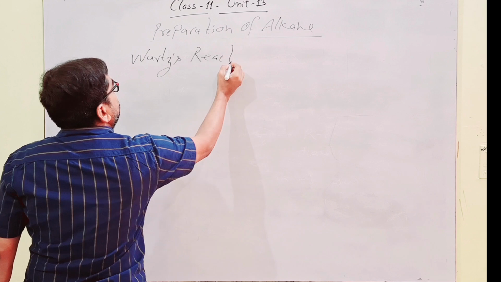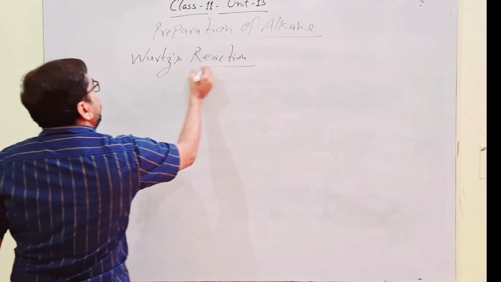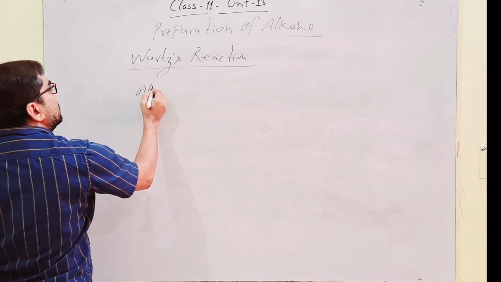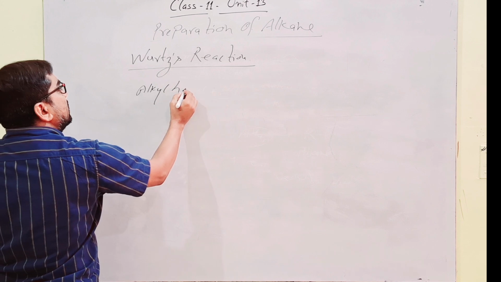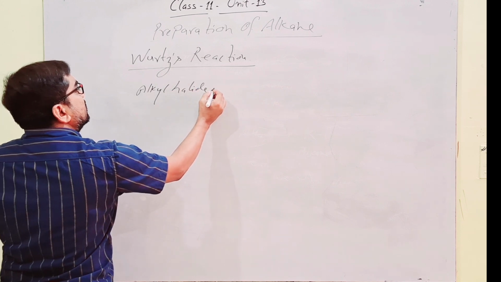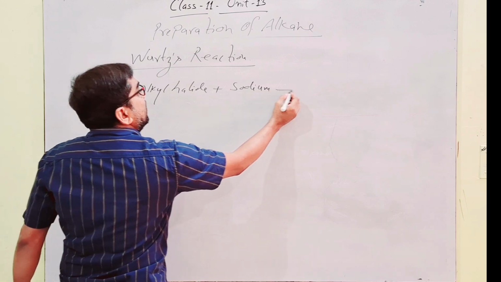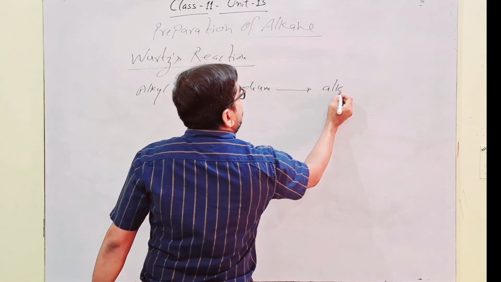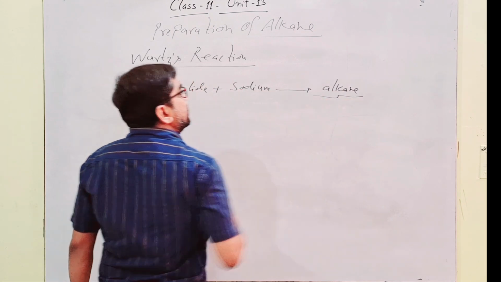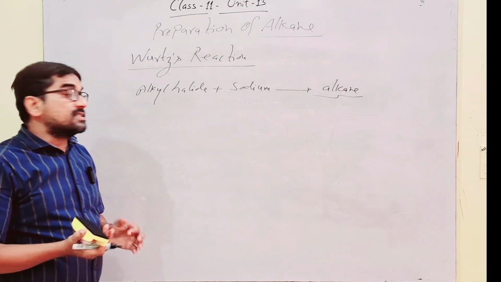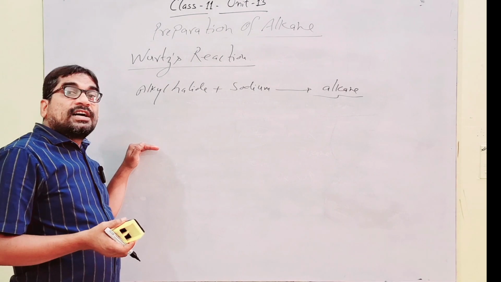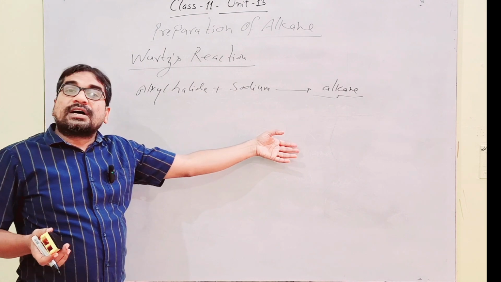Wurtz reaction: when alkyl halide reacts with sodium, alkane is obtained. Very important reaction in conversion, because from lower carbons, higher carbon compounds are obtained.